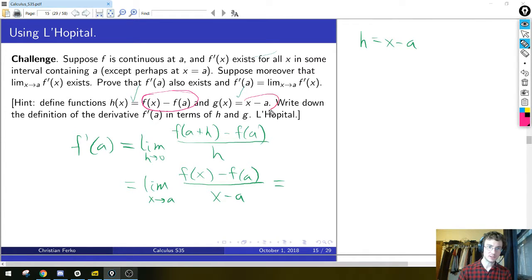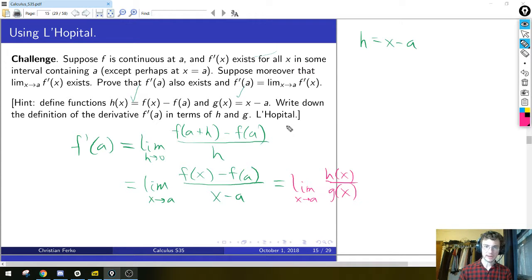terms of these two functions h and g. So if I substitute in h and g, what does that limit become? Substituting h and g, we see that this is the limit of h of x over g of x. Good.